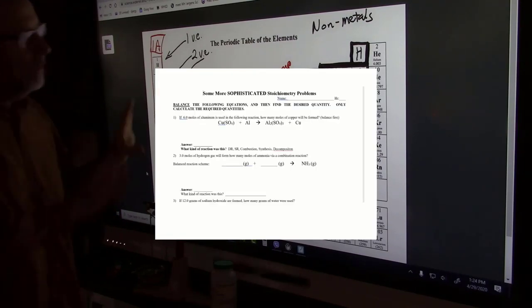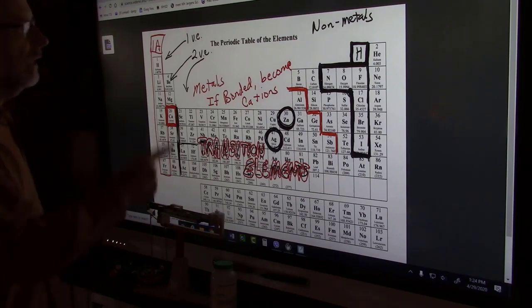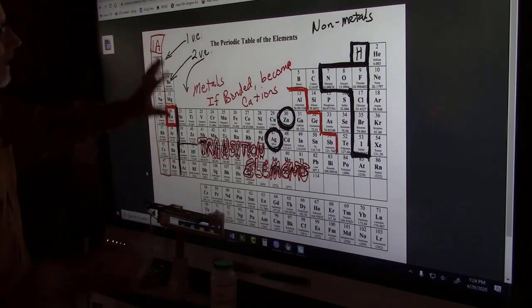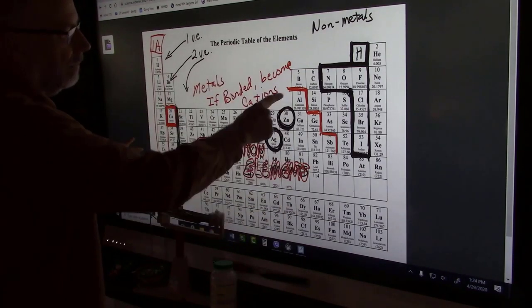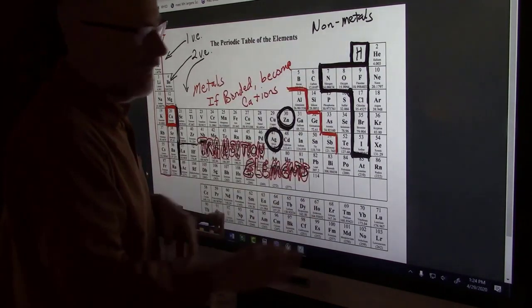But first, things that you really ought to know about the periodic table. So make sure you know everything on here regardless of whether it's going to be on a test or whatever. Over here we have the metals on this side of the stair step. Aluminum's obviously a metal, so that's where you start your stair step. These other things are non-metals.